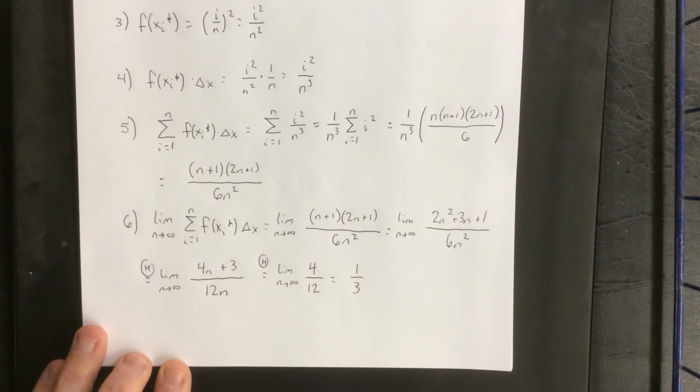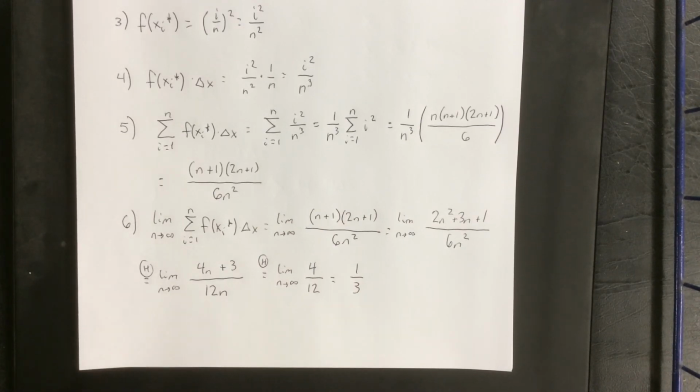Reducing this, we get exactly what we had predicted from section 5.1. We get a final answer of an area of 1/3.